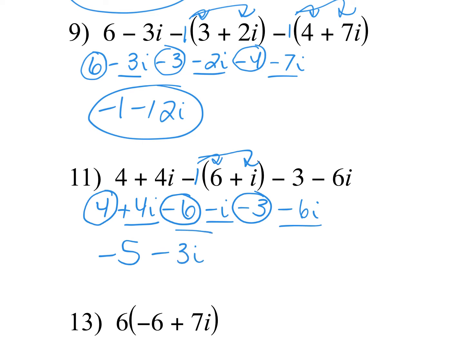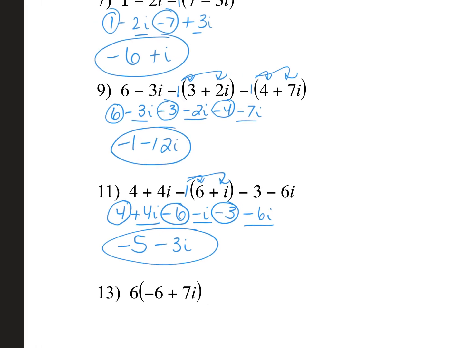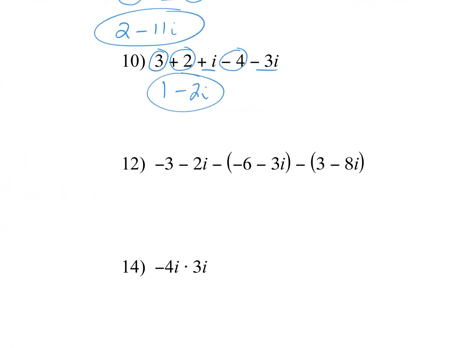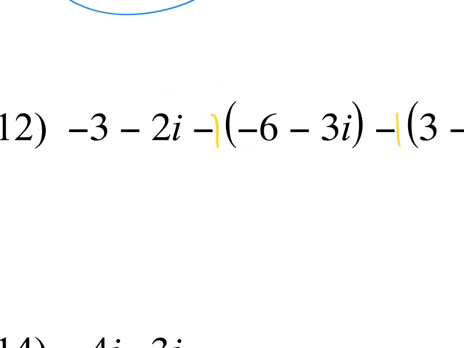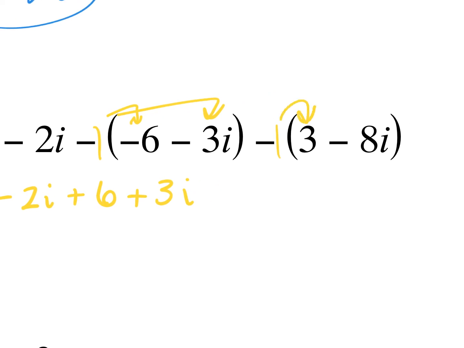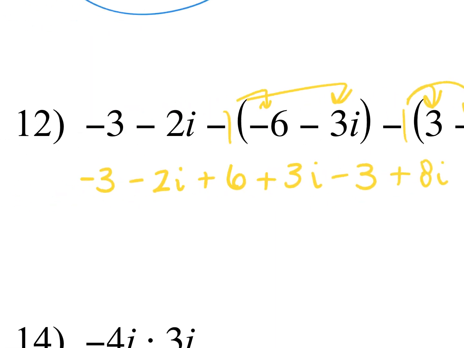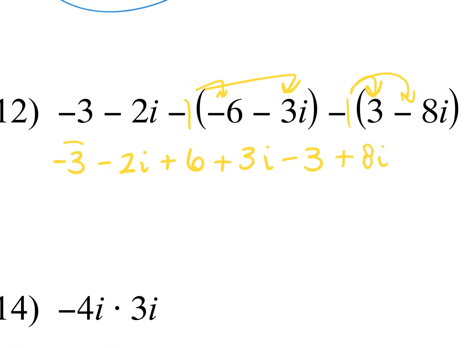Minus 3i. Good, very good. Just take your time. We have a 12? All right, lots to distribute here. Put that negative 1 out there and get taken care of. So you have negative 3 minus 2i. This becomes plus 6 plus 3i, minus 3 plus 8i. So anything that's real can combine together.